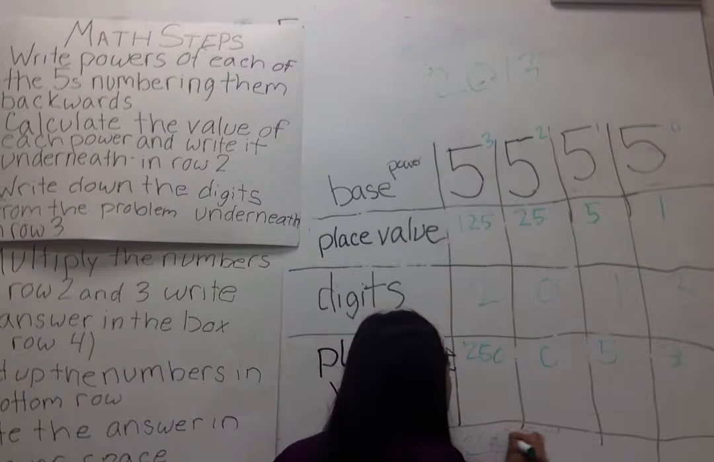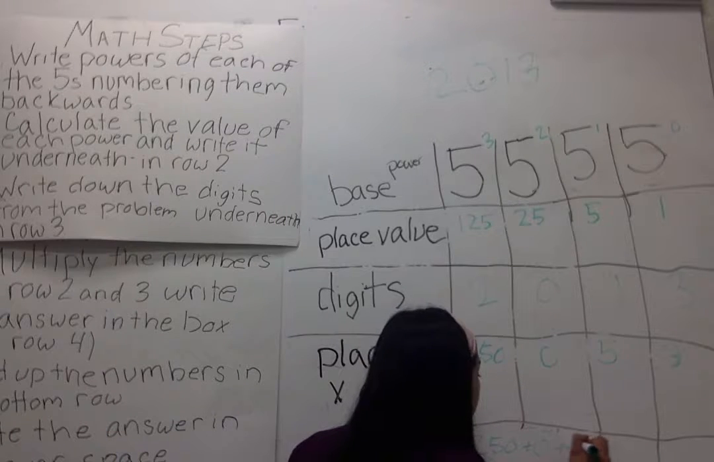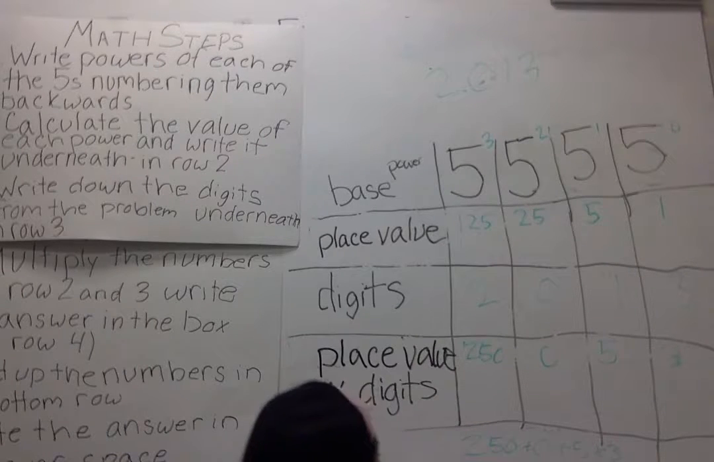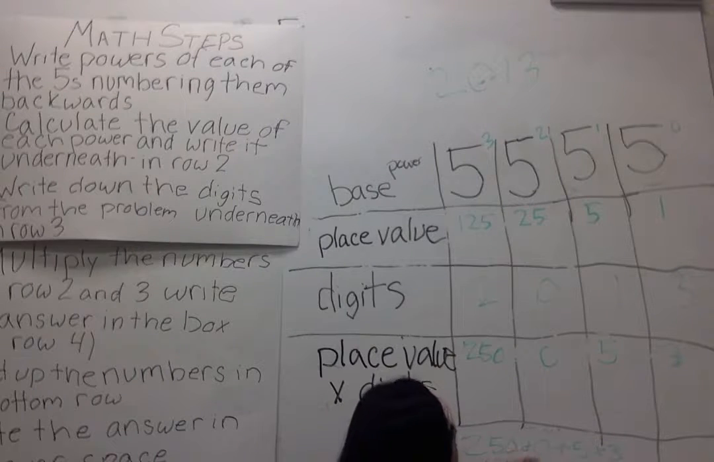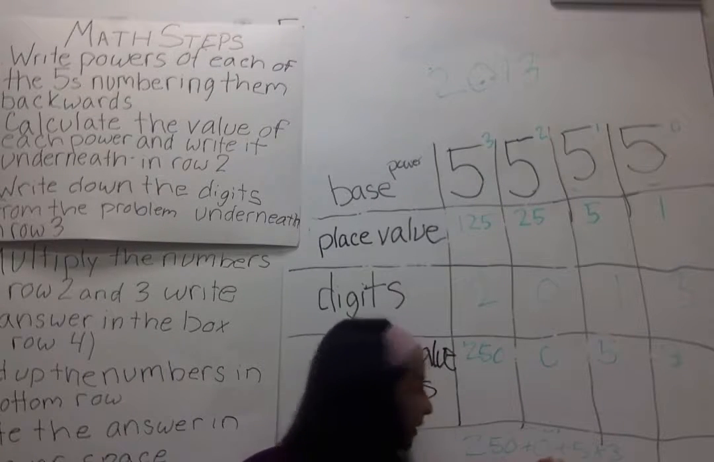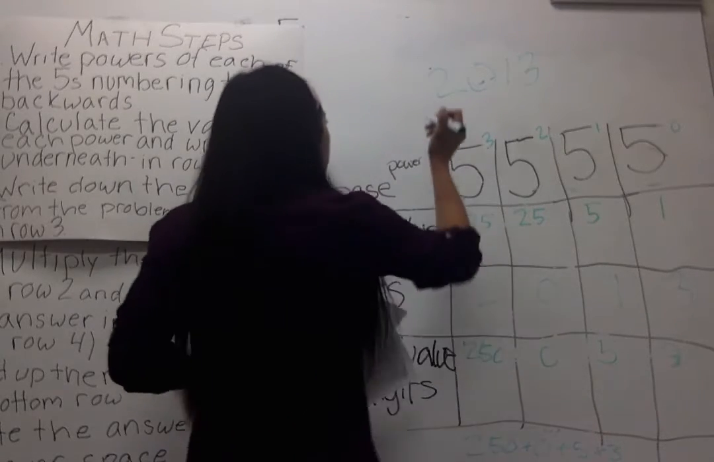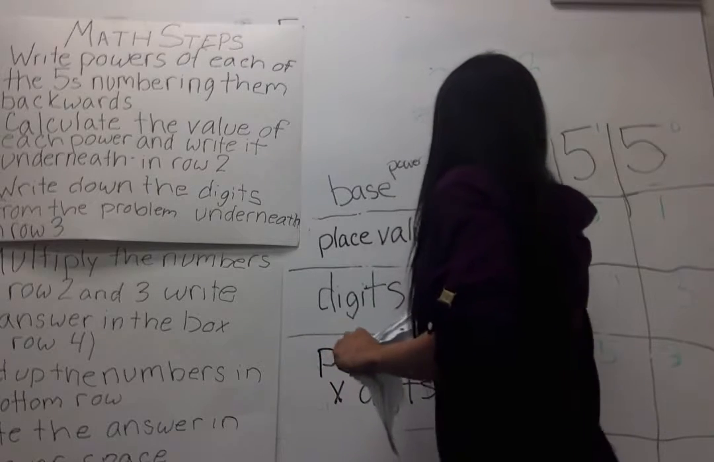So the next step would be to add up all these numbers in the fourth row. So 250 plus 0 plus 5 plus 3. Can anyone tell me what that is? Good job. 258. So the answer to this problem is 258.